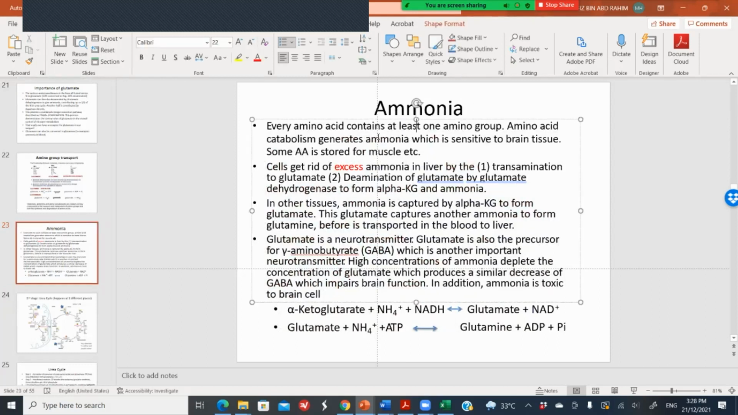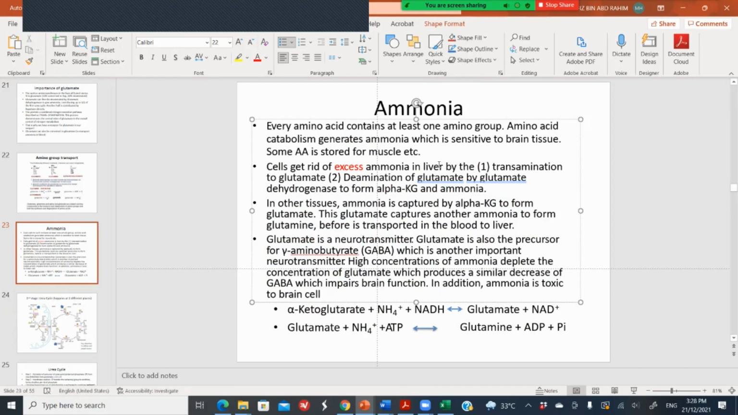Ammonia. Every amino acid contains at least one amino group that needs to be excreted in the urine. Amino acid catabolism generates ammonia which is toxic to the brain tissue. So we need to excrete this one out. Some amino acid is stored in the muscle. So we have some kind of storage in our body. But if we exceed this storage, we need to excrete them out.